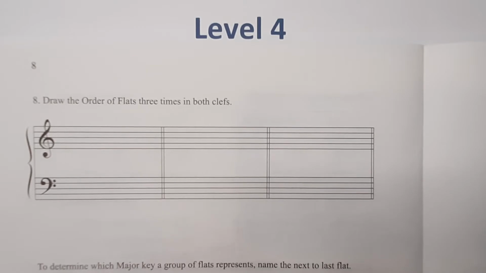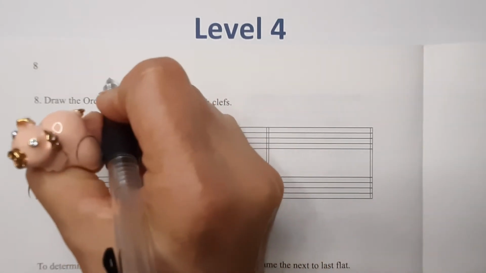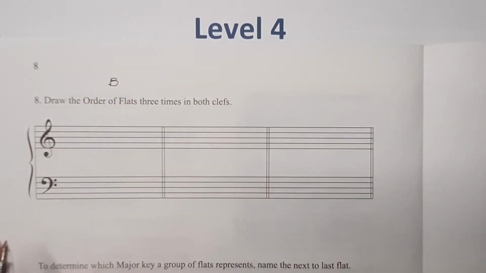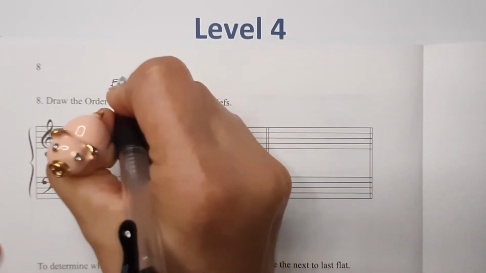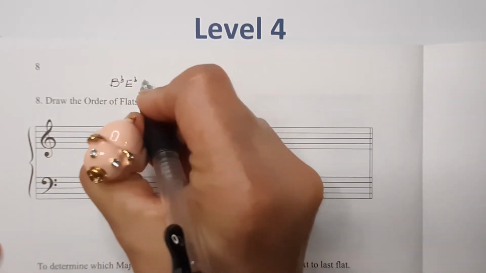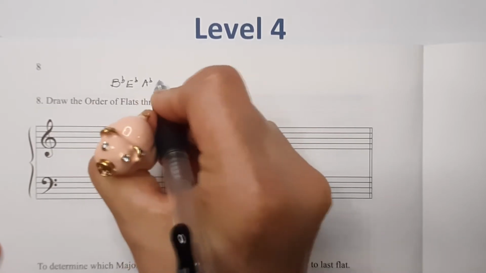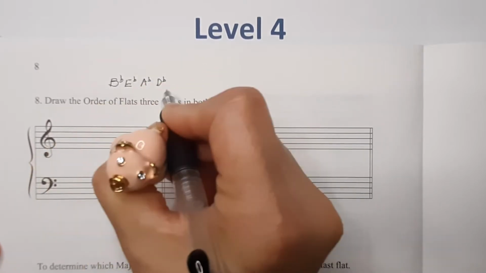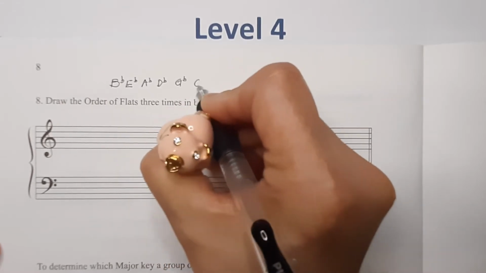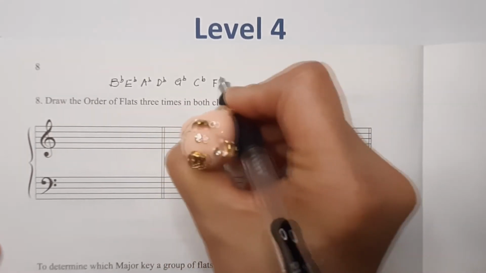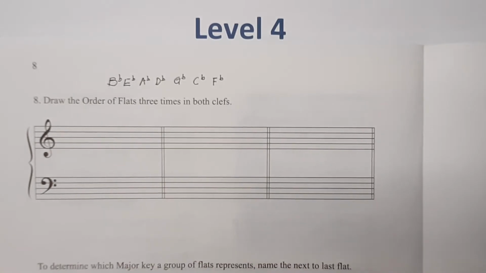I want you to write them down up here. It's B flat, E flat, A flat, D flat. It's like a bead, right? G, gum, candy, C, fruit, F. B, E, A, D, G, C, F.